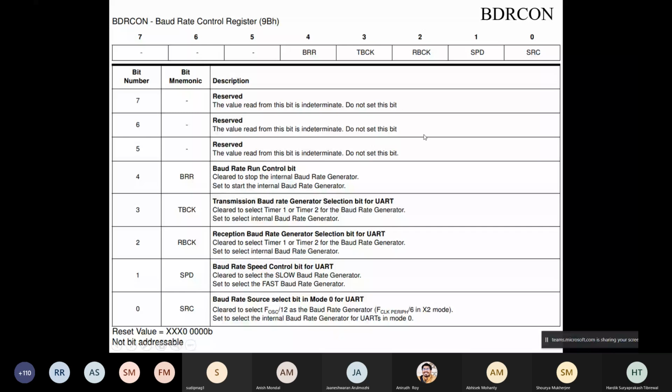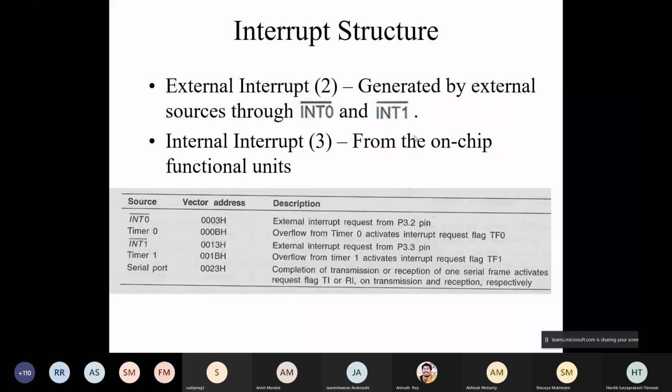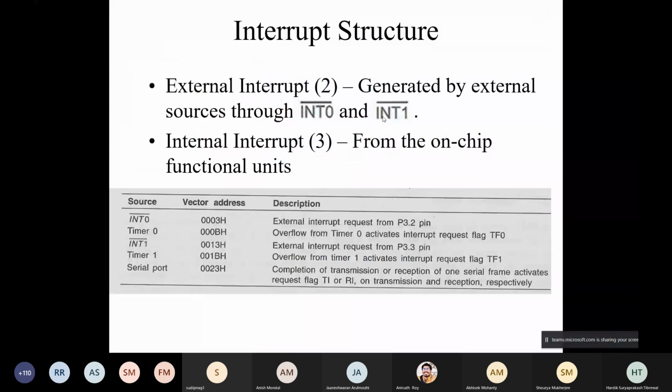Baud rate is related to the speed of communication. Interrupts again will come close with the instruction set and real programming. We'll go with the interrupt structure in tomorrow's class, and then we'll possibly start with the instruction set. The instruction set is very important, and for that we are just making our basics strong.